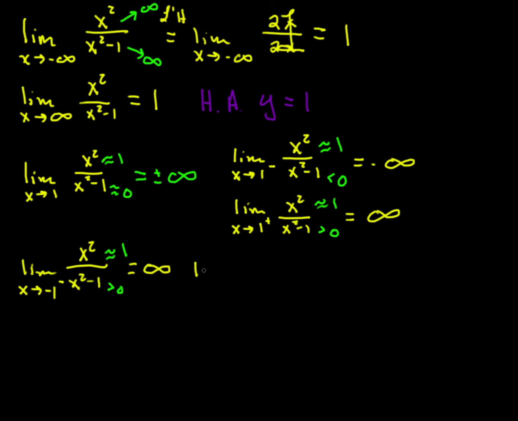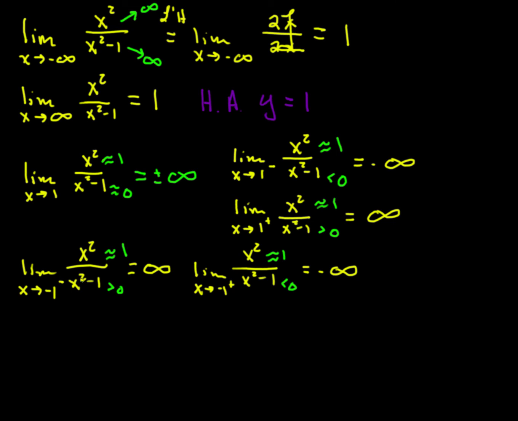And if the limit as x approaches negative 1 from the right, so I'm going to be greater than negative 1, of x squared all over x squared minus 1, then the top is still close to 1, but the bottom will be negative because I'm a little bit greater than negative 1. I square it. I'm still going to be smaller than 1, and so that subtraction would be negative. And so this is negative infinity.